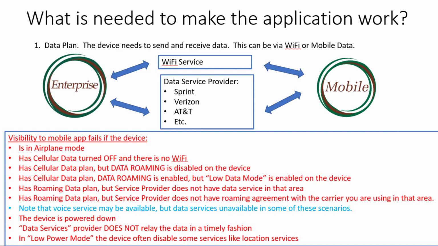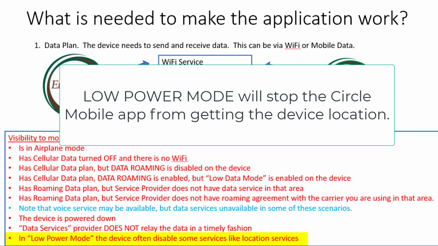There are a few other reasons why the service may not work. If the device is powered down, there is no way that the TMS can connect to the device. It's also possible the data services provider does not relay the data to us in a timely fashion. Also, low power mode on the device will disable some of the services like location services, which means that the system cannot track the device.